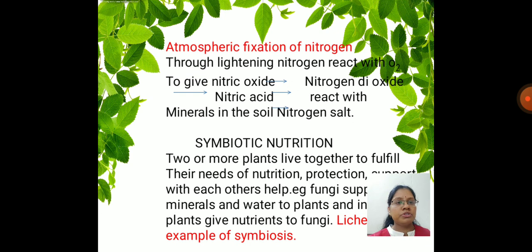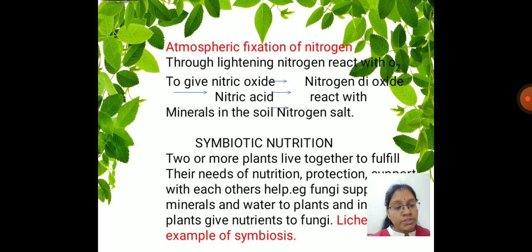Atmospheric fixation of nitrogen. Through lightning, nitrogen reacts with oxygen. The nitrogen that is present in the atmosphere reacts with oxygen to give nitric oxide. This nitric oxide is oxidized, that means addition of oxygen or removal of hydrogen atom, to give nitrogen dioxide. This nitrogen dioxide is converted into nitric acid when it gets mixed with the rain. During rain, the nitrogen dioxide present in the atmosphere gets converted into nitric acid.